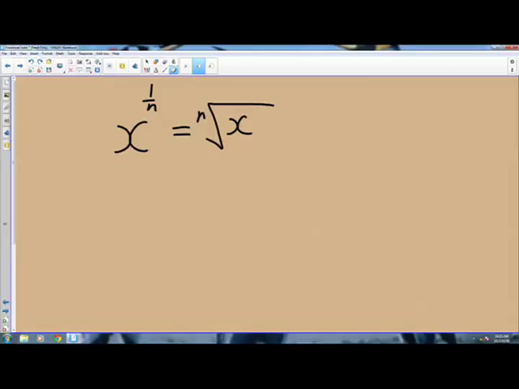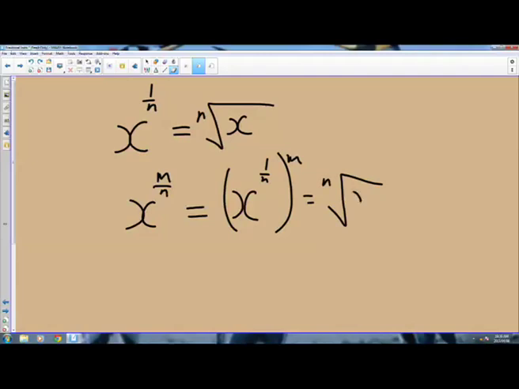And in addition to this, we also discussed the rule which says x to the power m divided by n can be written as x to the power 1/n all raised to the power m, which is the same as the nth root of x, all of this raised to the power m. So these are the two basic rules that we discussed today. And upon studying these, they will help you understand fractional indices even further.